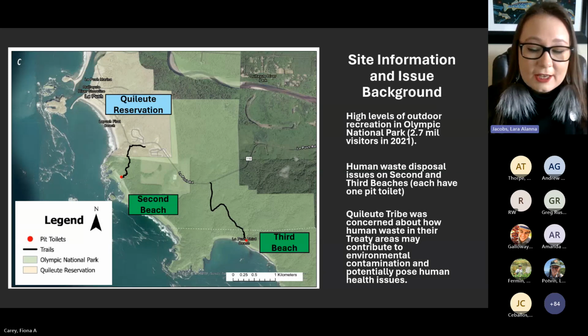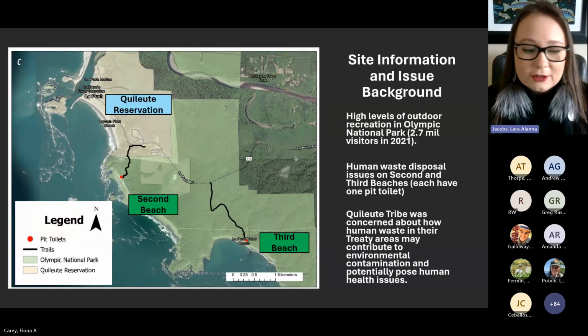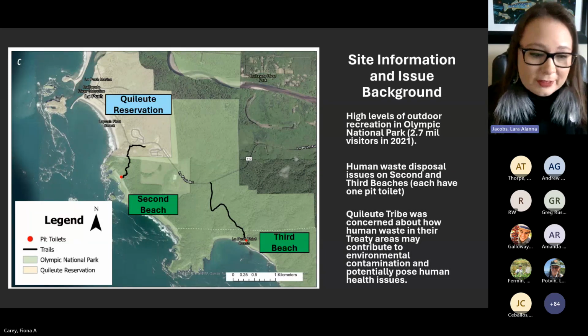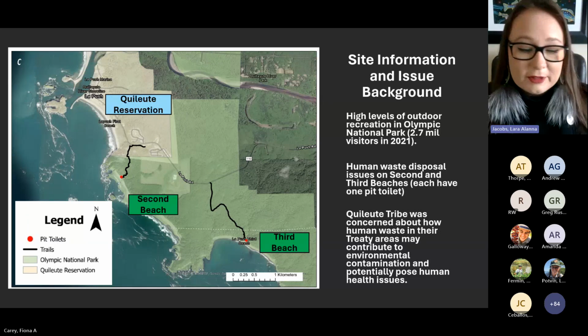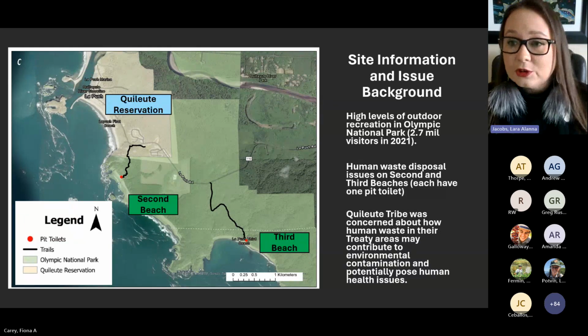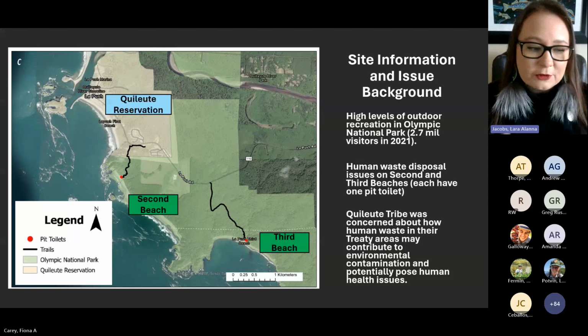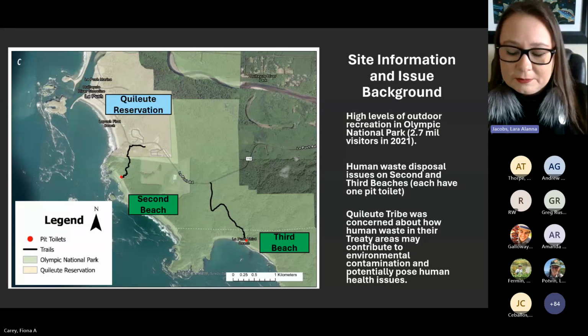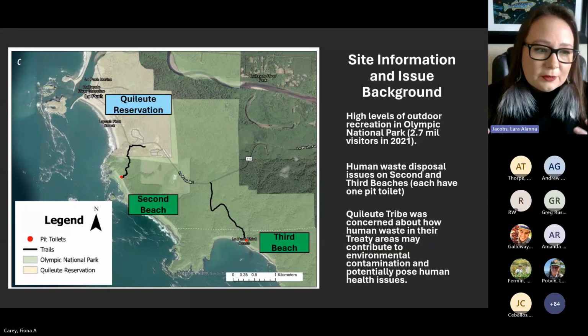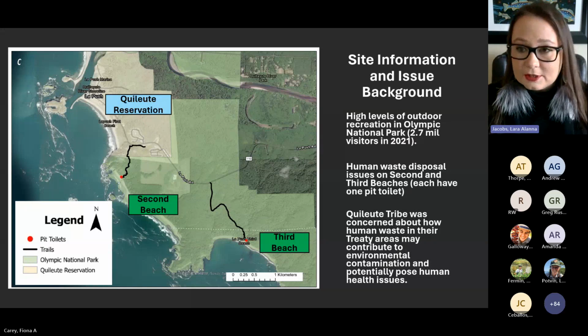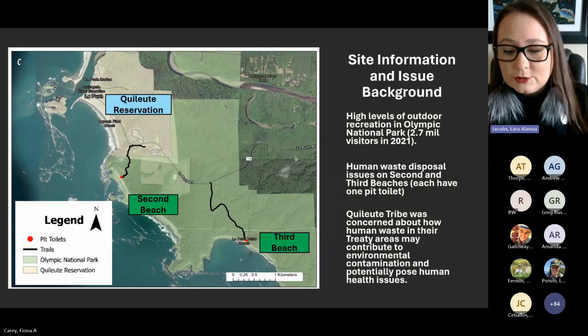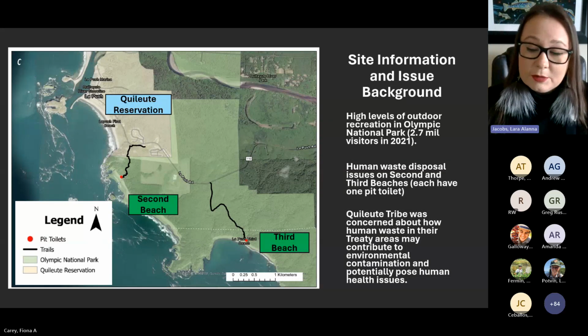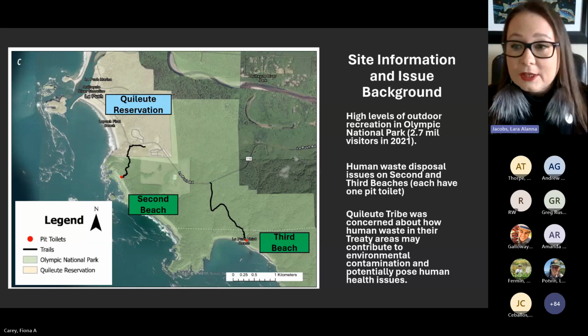Now, each of these beaches has one pit toilet on it that outdoor recreationists can use if they choose to. But sometimes, depending on where you're at on the beach, it can be hard to get back up there to use that specific pit toilet. But the main concern for this project was that the Quileute Tribe had some concerns about how human waste in their treaty areas may be contributing to environmental contamination and potentially pose human health issues. So that's kind of the target of this study. Next slide, please.